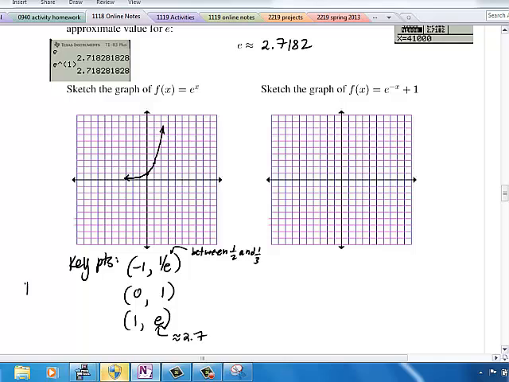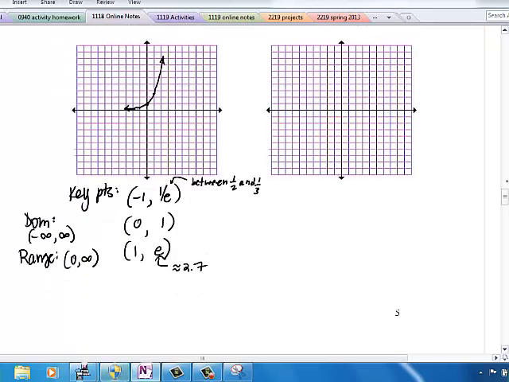The domain would be all reals. The range would be 0 to infinity, not including 0. And there would be a horizontal asymptote at y equals 0. And it's always increasing.